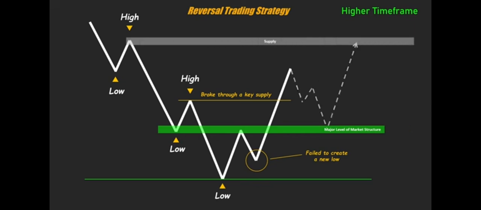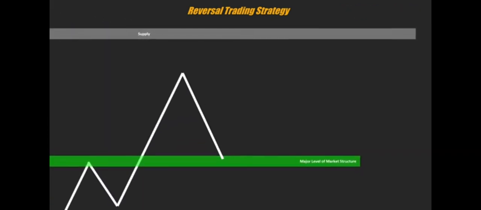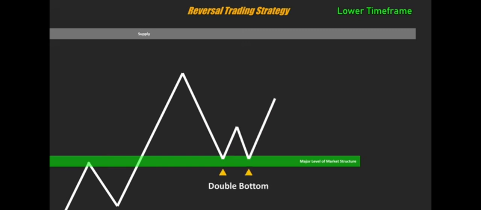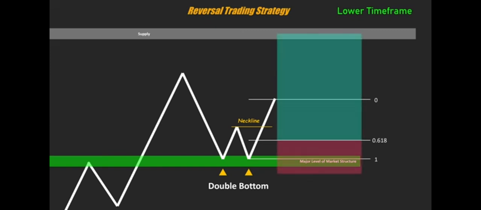The next step is to wait for the price to reach this structural level. Once that happens, we zoom into a lower time frame to find a precise entry. On the lower time frame, we look for a valid double bottom to confirm the reversal. When the price breaks above the neckline and completes the pattern, we take our Fibonacci retracement tool, measure from the start of the move to the top, and place a buy order right at the 61.8% level. We put our stop loss just below the swing low, and our target will be the next structure level on the higher time frame.